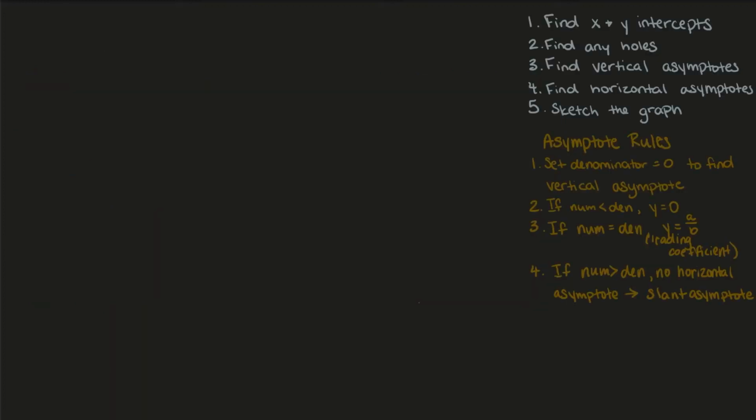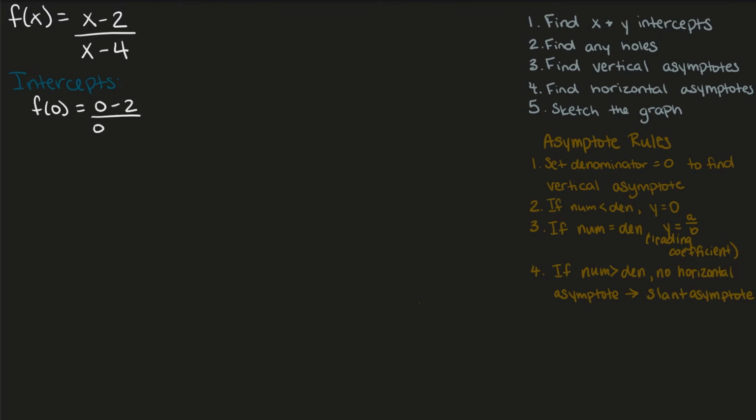First, we have f of x equals x minus 2 over x minus 4. So first we want to find our x and y intercepts. For our y-intercept, we'll set x equal to 0. So f of 0 equals 0 minus 2 over 0 minus 4, which is equal to -2 over -4, or positive 1/2. So our y-intercept is at 0, 1/2. For our x-intercept, we'll set our numerator equal to 0. So x minus 2 equals 0. Solving for x gives us x equals 2. So our x-intercept is at 2, 0.